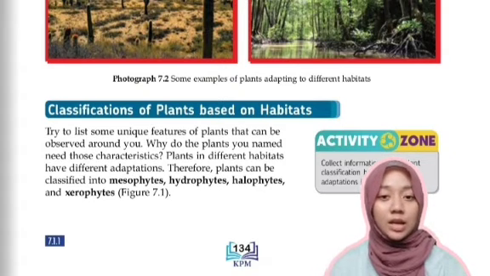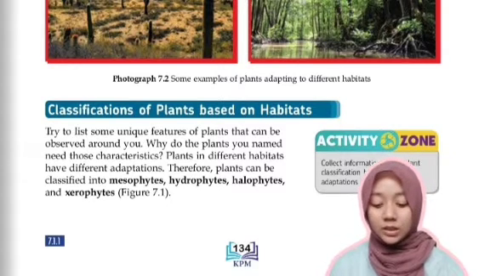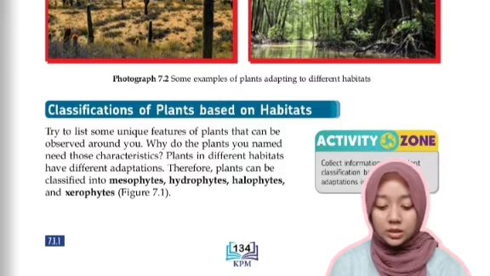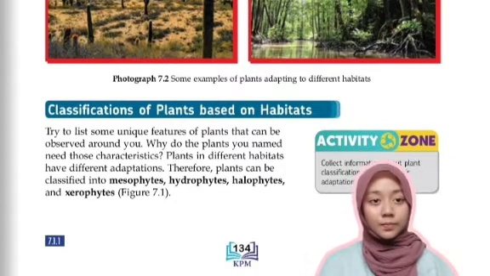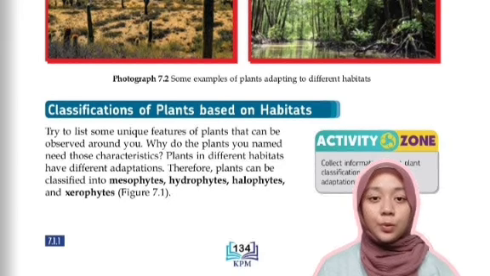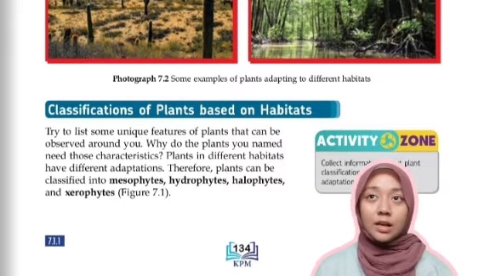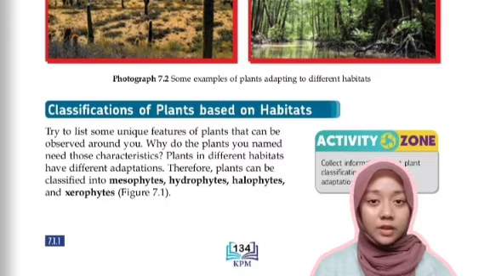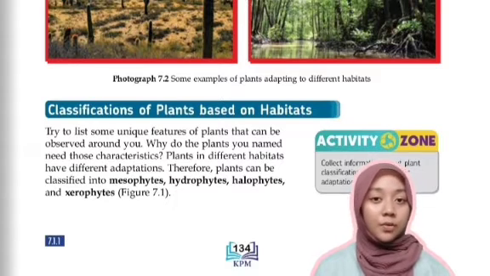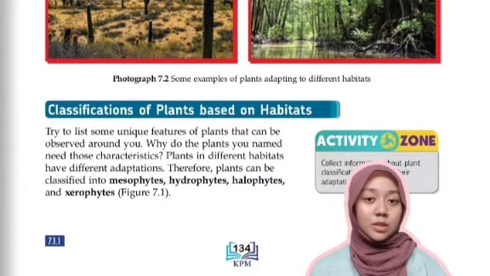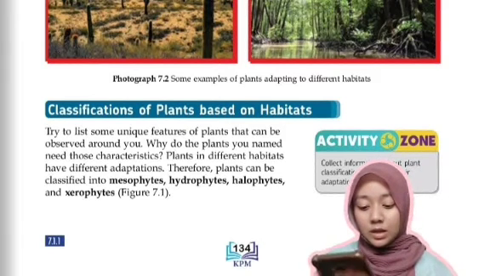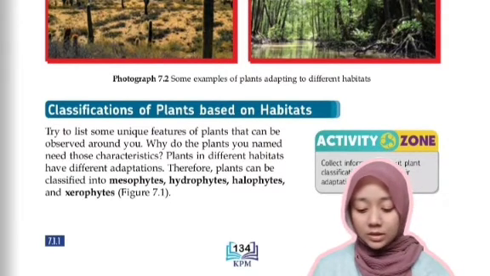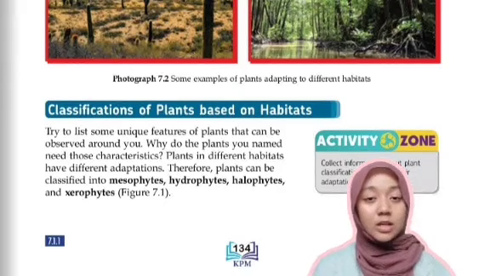Jadi hari ini saya akan menerangkan tentang chapter 7, which is adaptation of plants in different habitats. So as you know, setiap tumbuhan dia hidup dekat habitat-habitat yang berbeza. Disebabkan they live in different habitats, that's why they have different adaptation. So the adaptation is classified into 4 types. That is mesophytes, hydrophytes, halophytes, and xerophytes.